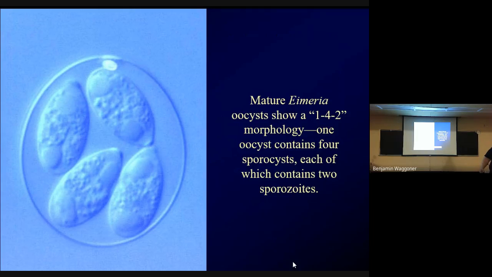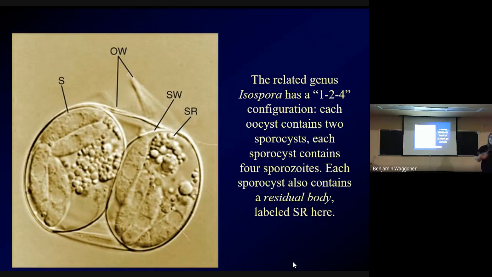You can see there's 4 sporocysts. They're shaped, I guess, a little bit like lemons. And each sporocyst contains 2 sporozoites snuggled up right next to each other. It may be kind of hard to see that there are 2 cells, but you should be able to see 2 nuclei in each sporocyst. So there's the 1-4-2. One oocyst contains 4 sporocysts, each contains 2 sporozoites. That matters because this is the way you identify genera.